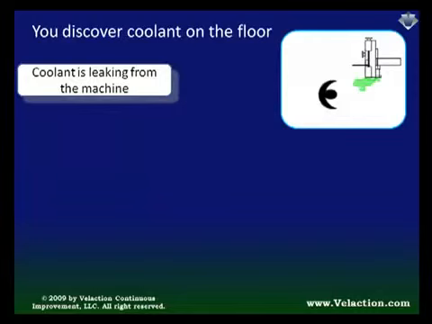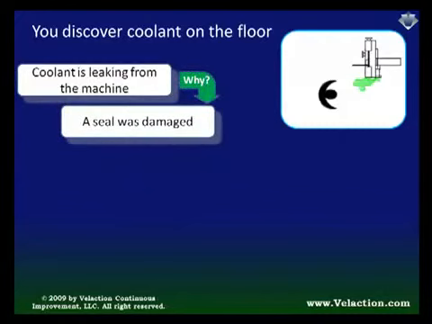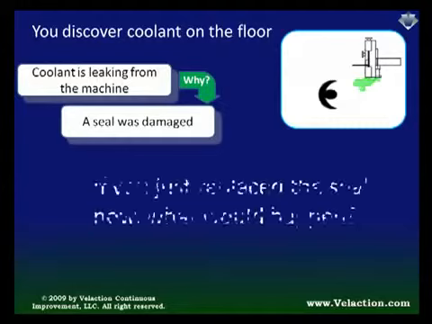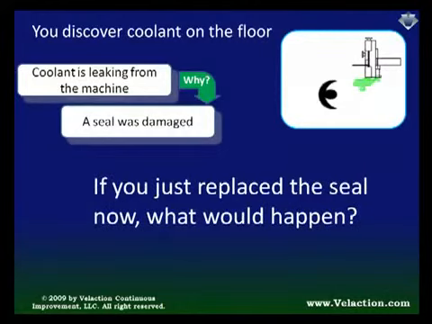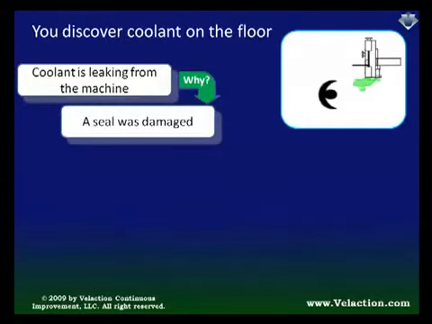Sometimes the answer will be obvious. Other times it will take some searching or getting some experts involved. In this case, let's say that the problem is a leaky seal. This is where the 5 Whys starts to pay off. A band-aid approach would be to replace the seal. Of course, if you just did that, there's a good chance the problem would recur. That's because the leaky seal is just a symptom. Continuing to ask why gets you down to the root cause.